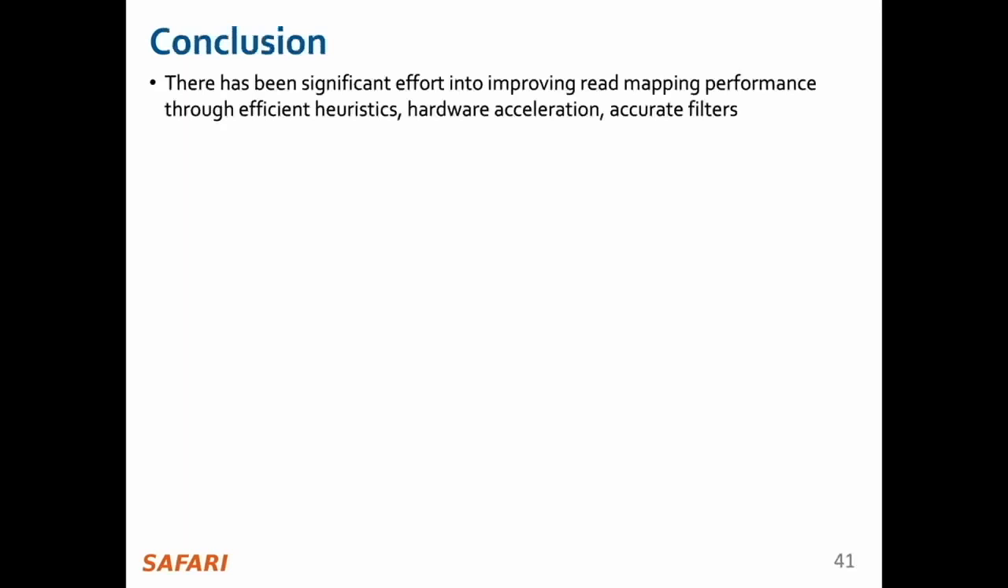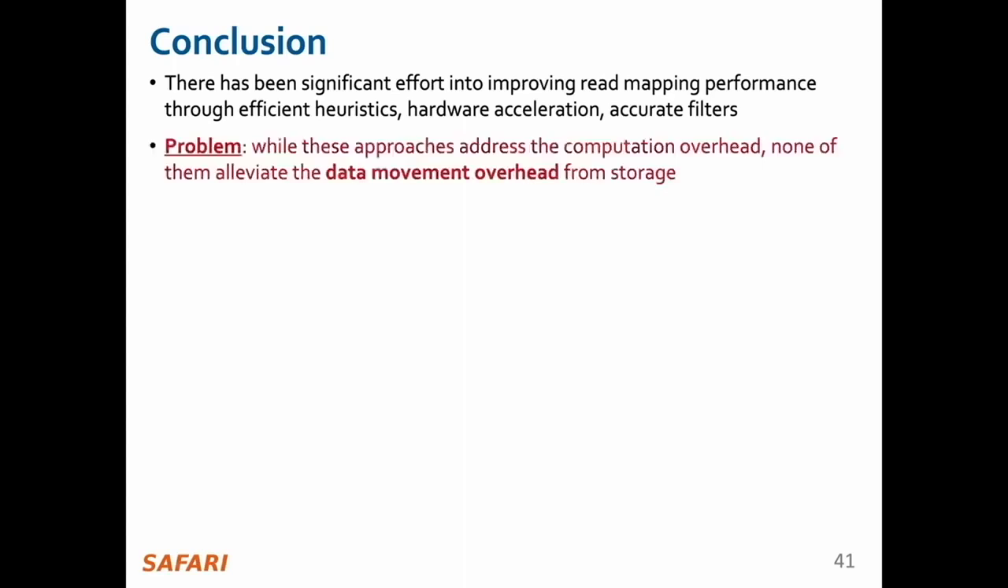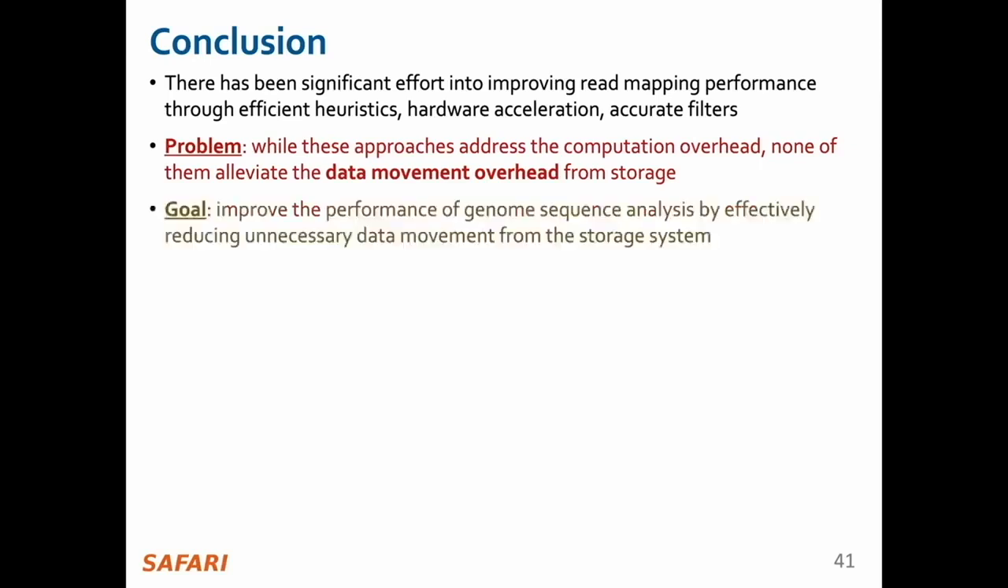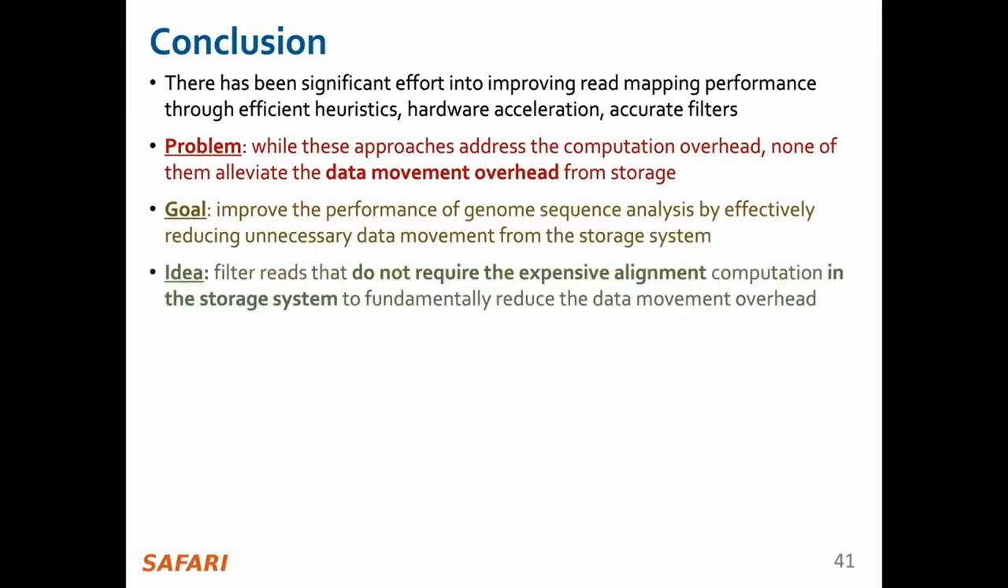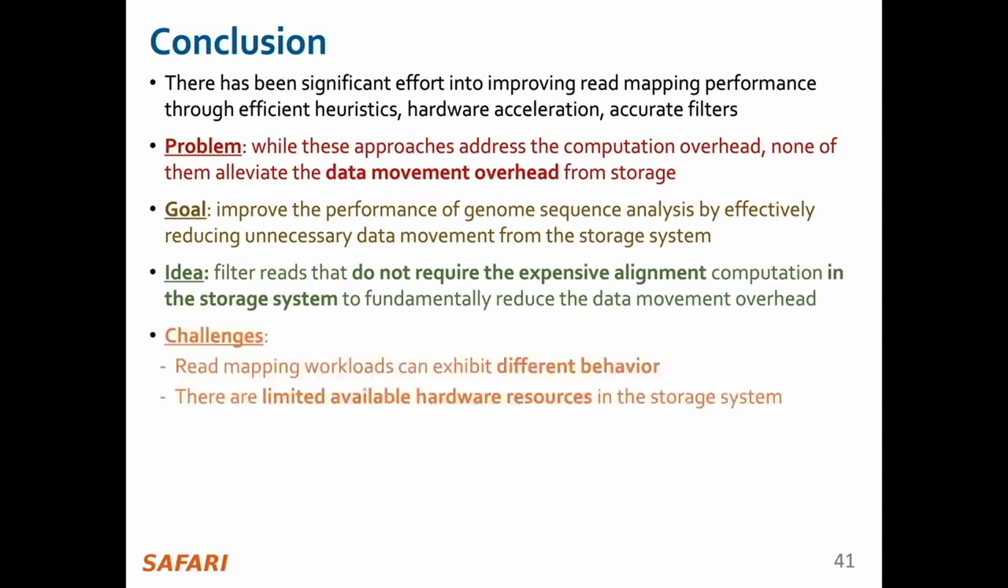So there has been significant effort into improving read mapping performance through efficient heuristics, hardware accelerators, and accurate filters. And the problem is that while these approaches address the computation overhead, none of them alleviate data movement overhead from storage. Our goal is to improve the performance of genome sequence analysis by efficiently reducing unnecessary data movement from the storage system. And our idea is to filter reads that do not require the expensive alignment computation in the storage system to fundamentally reduce the data movement overhead.